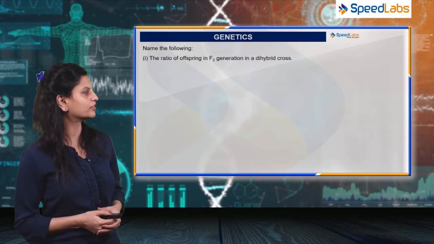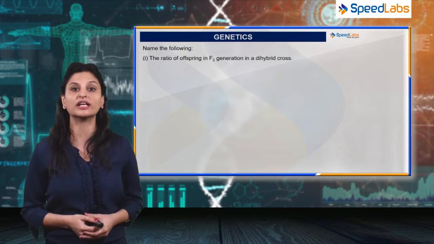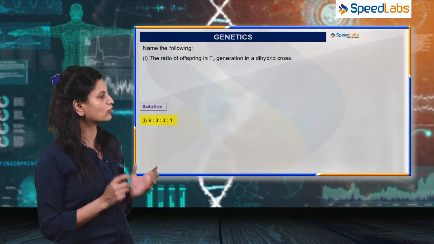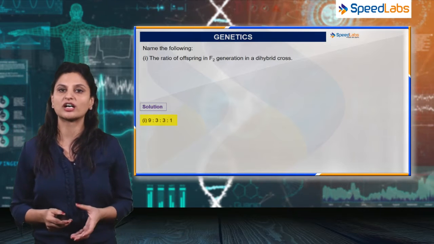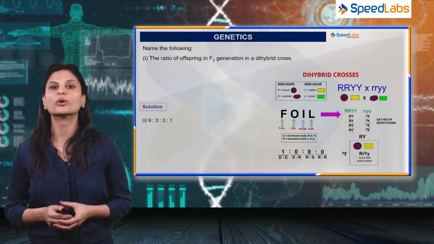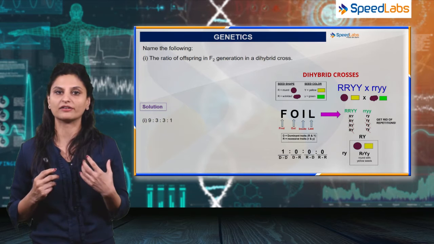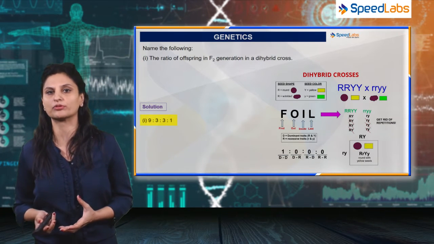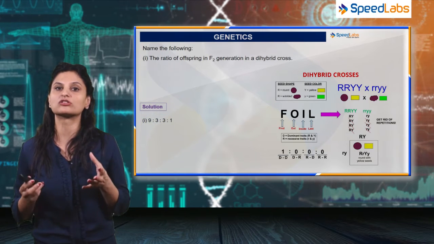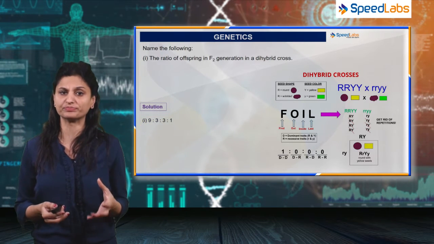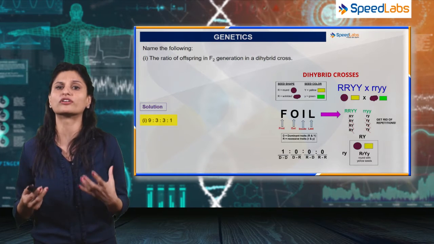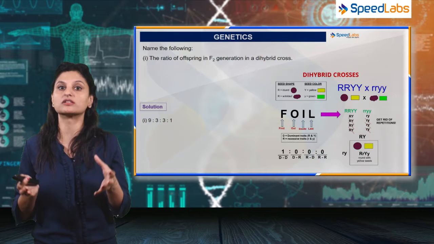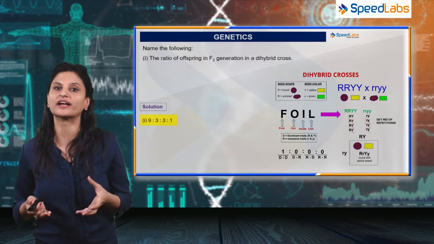The ratio of the offsprings in F2 generation in a dihybrid cross. Now, in order to derive the ratio, we should understand what a dihybrid cross is. We know that Mendel had discovered two crosses, monohybrid cross and the dihybrid cross. Dihybrid cross is a cross in which parents are taken which differ in two contrasting characters. That means when two contrasting characters are considered at a time, it is called a dihybrid cross.